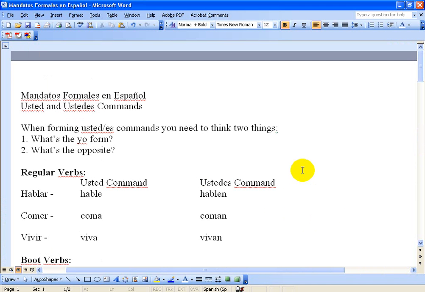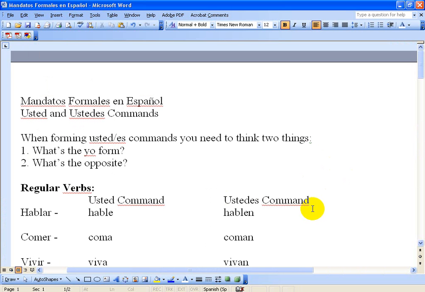Hola mundo, pues hoy vamos a mirar cómo formar los mandatos formales en español. We're going to look at making formal commands in Spanish. By formal, I mean usted or ustedes commands.